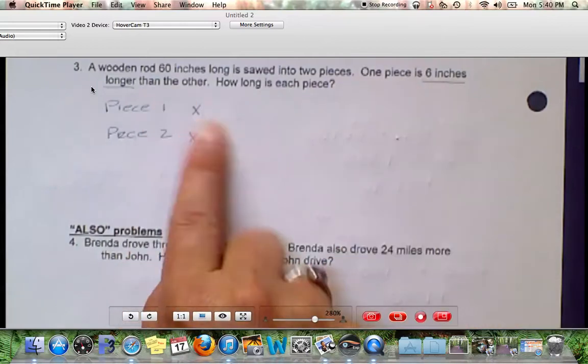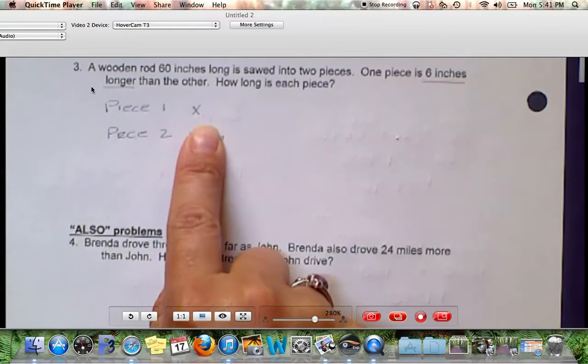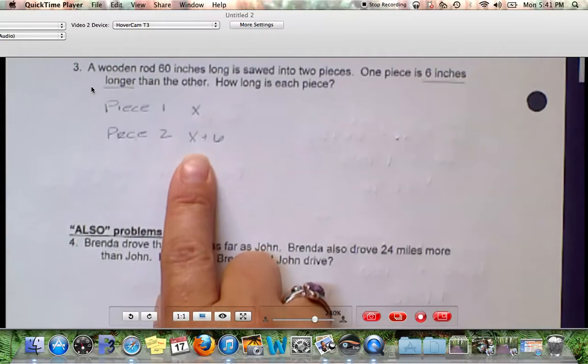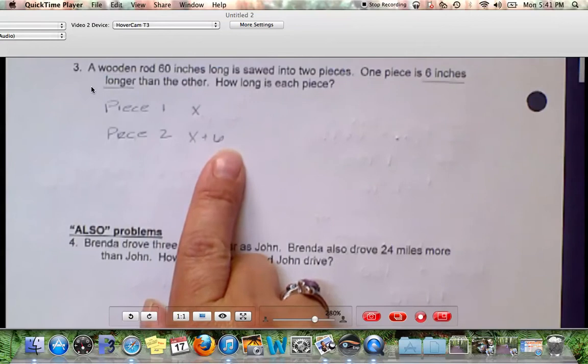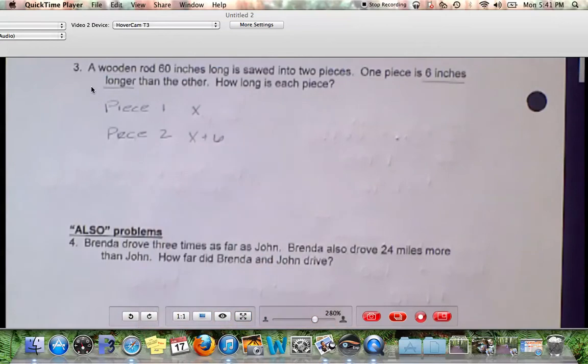other. So just call one of the pieces X. And then we know the other one is 6 inches longer than the original, or the other piece. So you could write X plus 6, or you could write 6 plus X. It doesn't matter. Longer than, you can put the 6 on either end there.